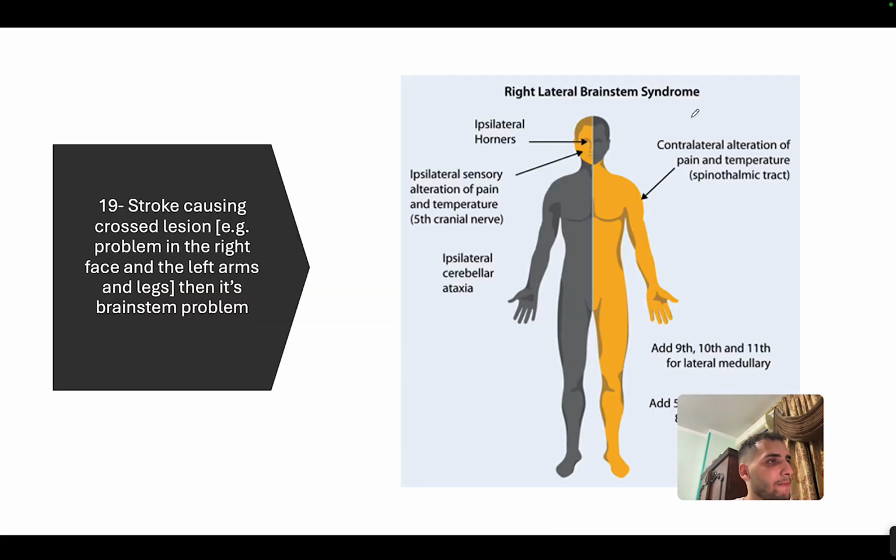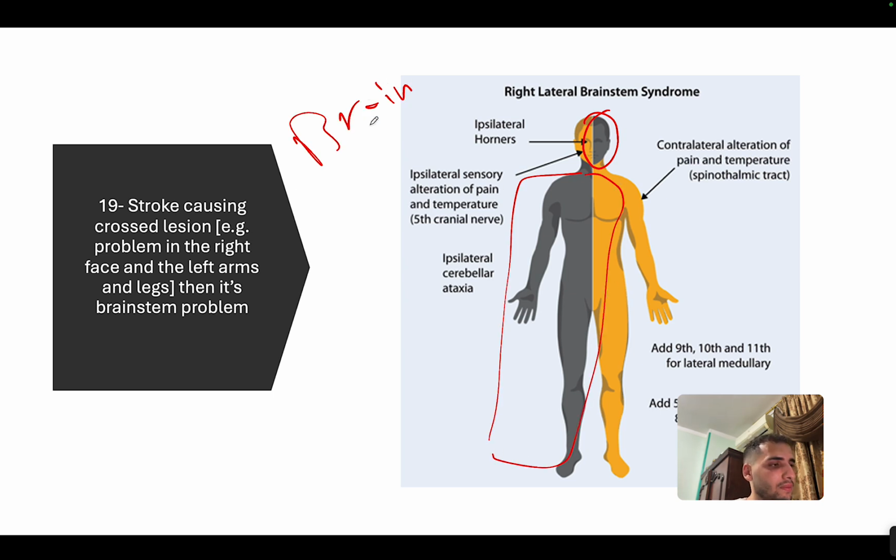The next thing, if you see a person having a crossed lesion, meaning left face problems and then right body problems, then you know that you are looking at the brainstem. There is a brainstem lesion, maybe medulla, maybe pons, maybe midbrain, I don't know yet. But you need to know that when you are looking at a crossed lesion like that, this is usually a brainstem lesion, okay? Now, how do I know if it's lateral pons, medial medulla, or whatever? Depending on the cranial nerve. This is the most important step.